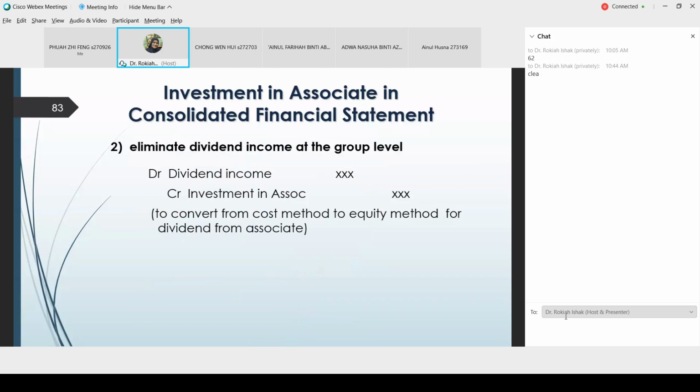Okay, and then the other one is dividend income. For dividend income, we're going to reduce the investment. So debit dividend income, credit investment in associate. Like the one that you have in part 2 of your note, chapter 1 of topic 1. So for the associate, if there is a profit, it's going to increase the investment, which means debit the investment. If there is a loss or a dividend, it's going to reduce the investment, which means the investment should be credited.